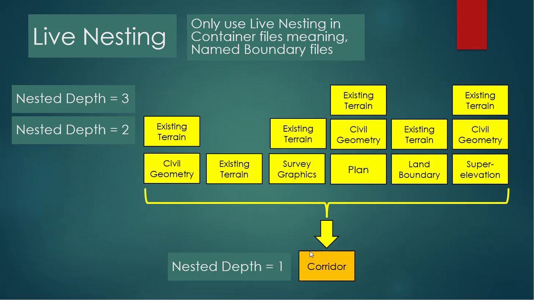If I bring in the corridors file with a nested depth of 1, I'm going to get these files right here, everything that created the corridors file. So I'll get my civil geometry, my plan, land boundary, super elevation, all this stuff will come along with it.